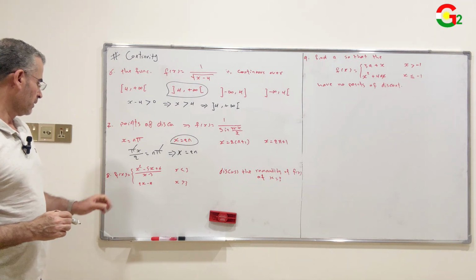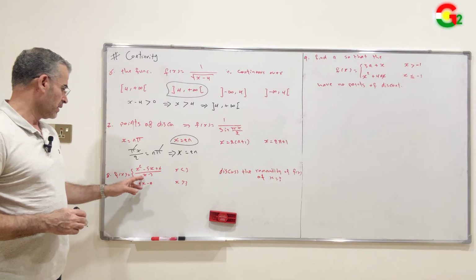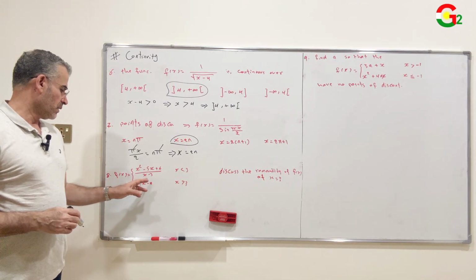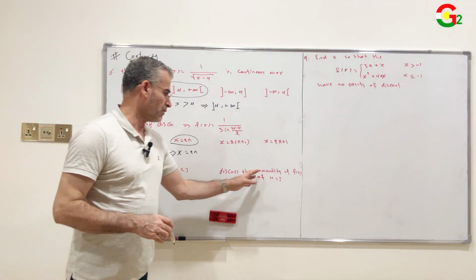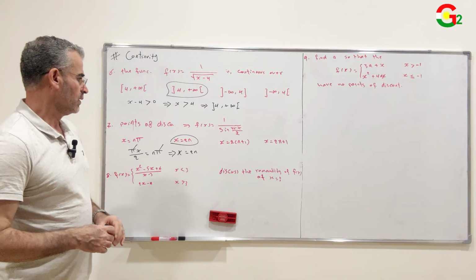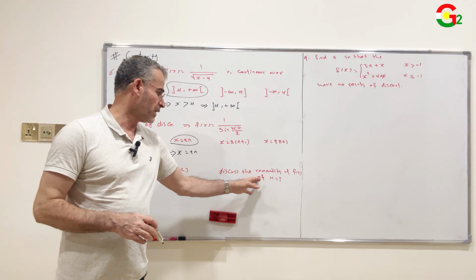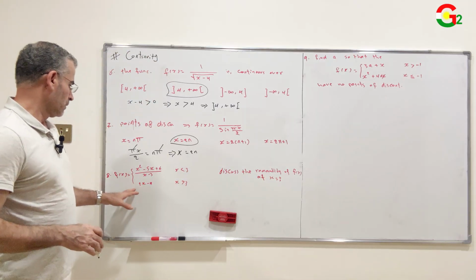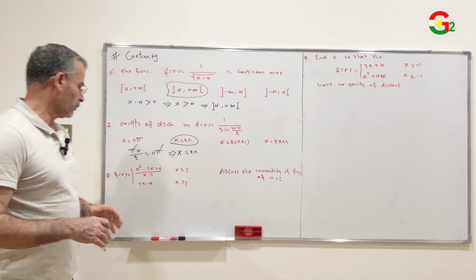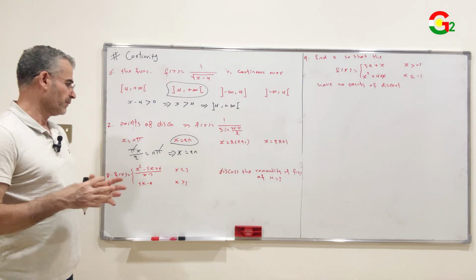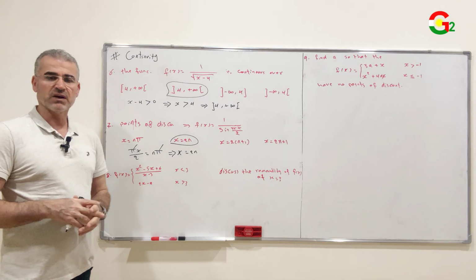Number 8, f(x) = x² - 5x + 6 when x < 3, and 2x - 4 when x > 3. Discuss the removability of discontinuity of f(x) at x = 3. As you see, the function is not defined at 3, but we can redefine this function to be continuous if the limit of this function exists.